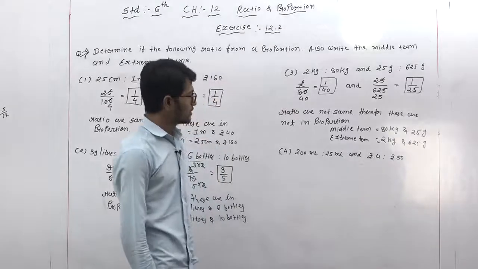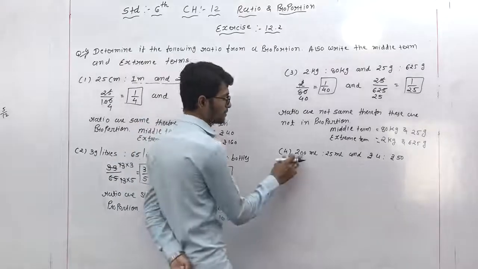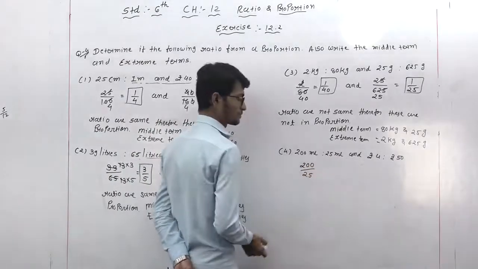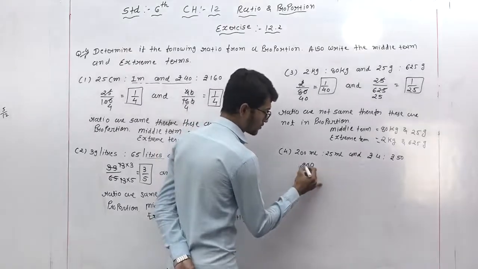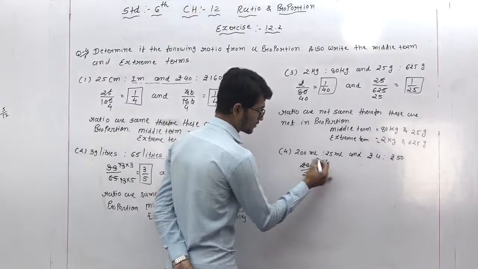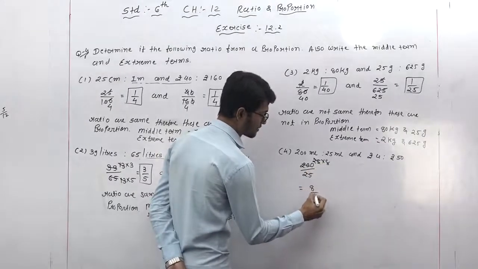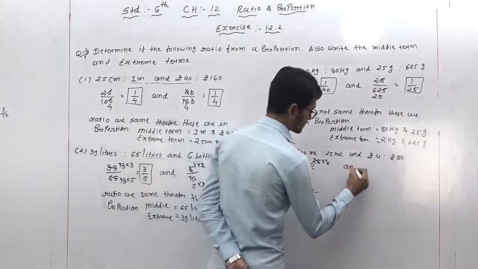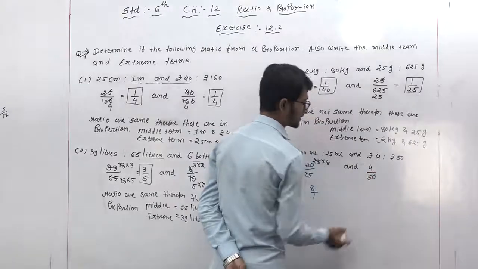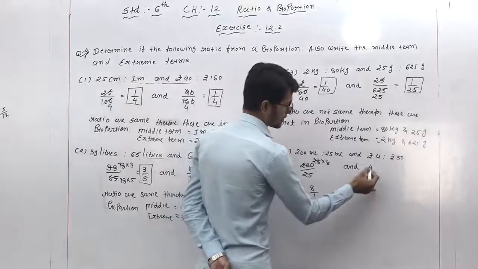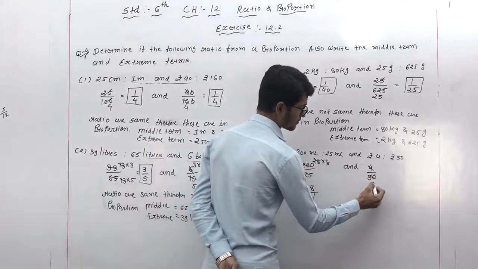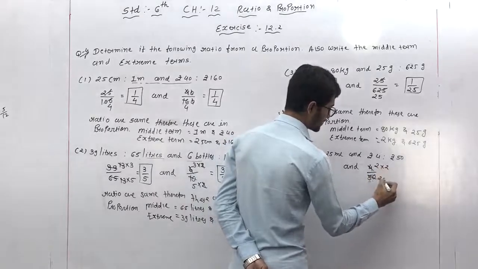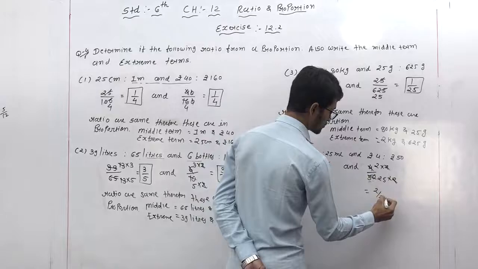Okay. Now the last question is 200 milliliter is to 25 milliliter. So first of all we have to write 200 by 25. Directly we have to cut: 25 8s are 200, 25 cut, so our answer is 8 by 1. The next one, 4 by 50. Here see, 2 2s and 25 2s, 2 cut, so our answer is 2 by 25.